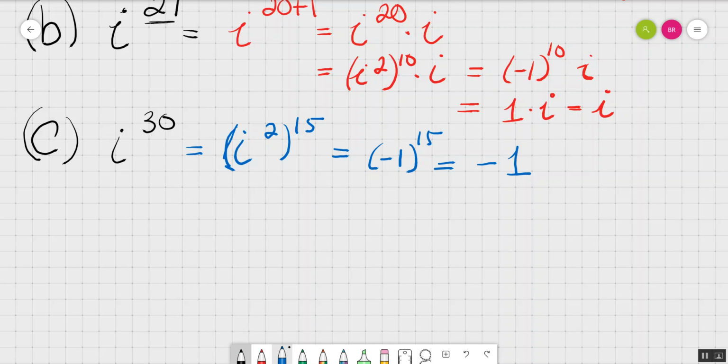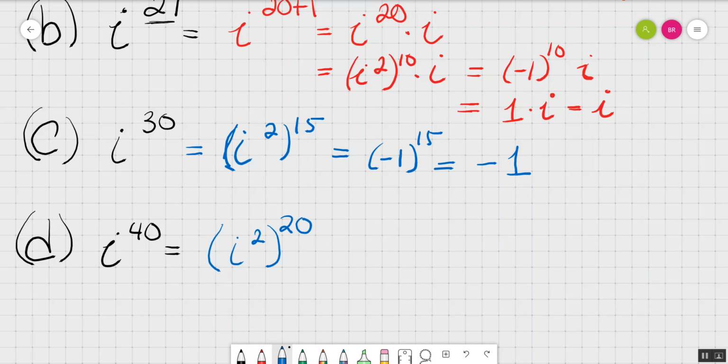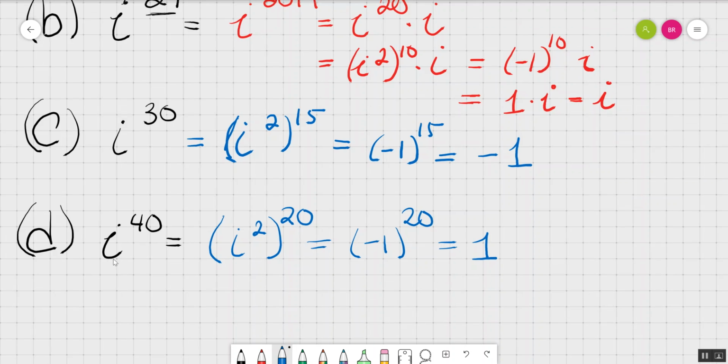Okay. Last one, and then I'm going to talk to you a little bit about what just happened here. Let's do i to the 40th. Let's do 40. Alright, so I'm going to think of this as i squared to the 20th. Already thinking ahead. i squared is -1, 20th power. So I have an even number of -1s multiplying to each other. That's going to be a +1.